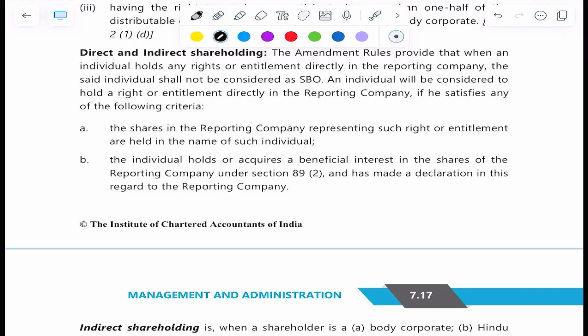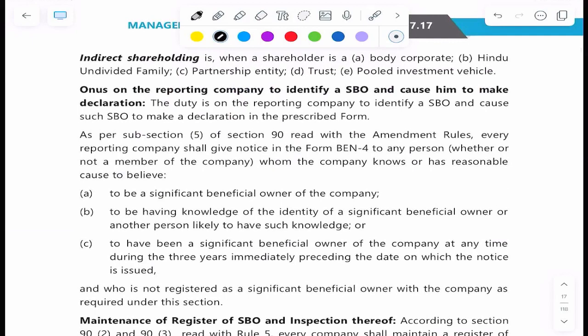Indirect shareholding is when a shareholder is a body corporate, Hindu undivided family, partnership entity, trust, pooled investment vehicle. Onus on the reporting company to identify a SBO and cause him to make declaration. The duty is on the reporting company to identify a SBO and cause such a SBO to make declaration in the prescribed form.